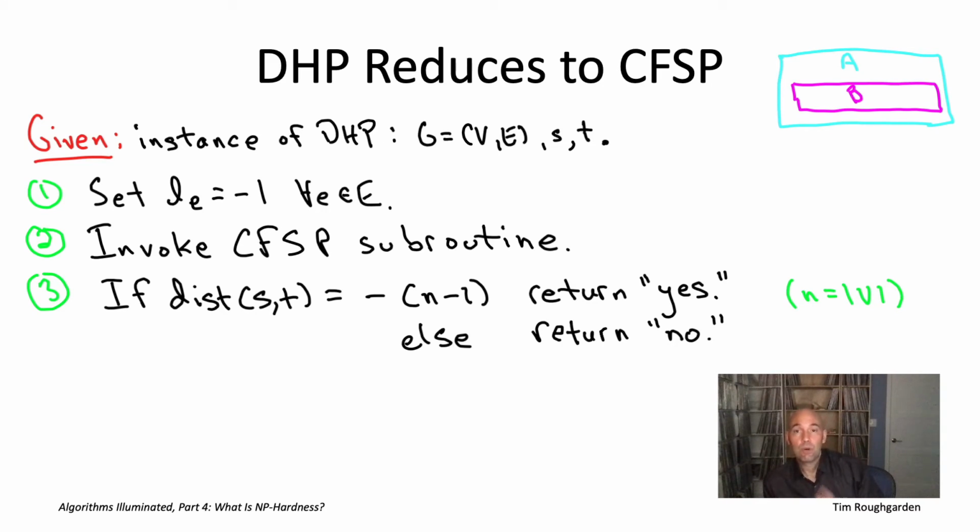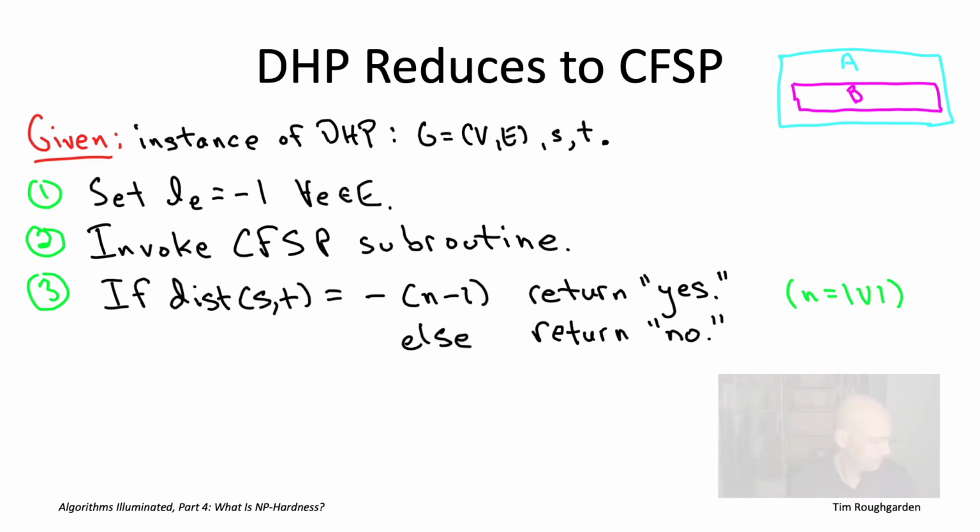If it's anything else, we're going to return no. Okay? So we're claiming that whether or not the shortest path distance is minus quantity n minus 1 tells us whether or not that graph has an ST Hamiltonian path. So to understand what's going on, let's revisit our two example graphs. One was Hamiltonian, one was not Hamiltonian, and let's see what happens in the reduction to those two graphs.